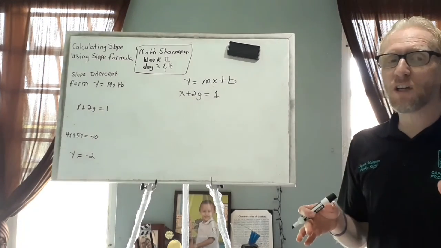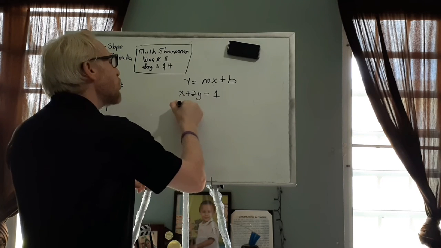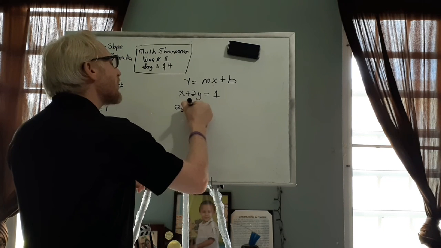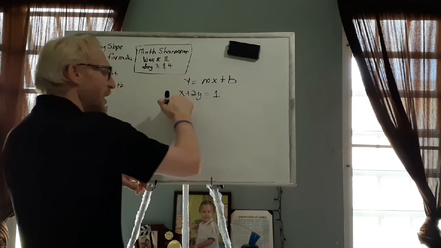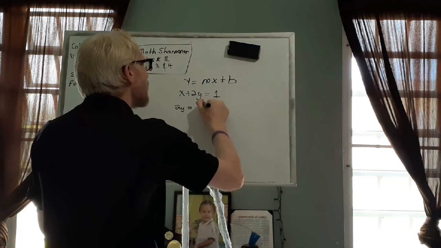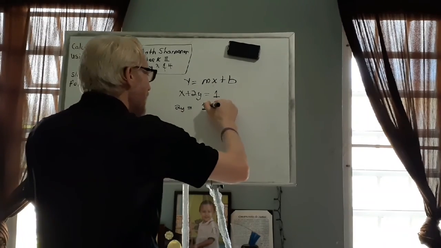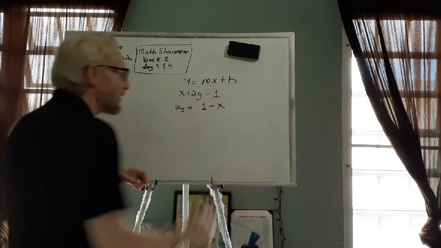So what I'm just going to do is move the x to the other side. So this is what I mean. I'm going to leave 2y expressed like this. And then I'm going to move the x to the other side, and it's going to be 1 because I bring down the 1. And since this x is positive, when I move it to this side, it's going to be negative. So 1 minus x.